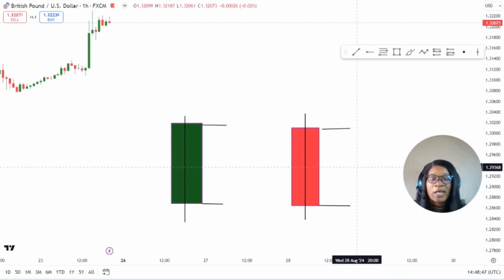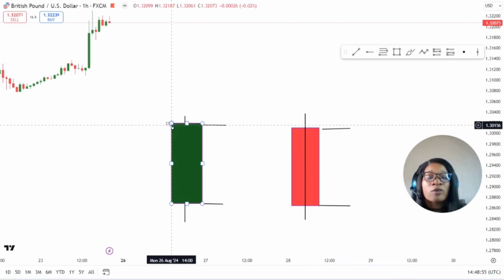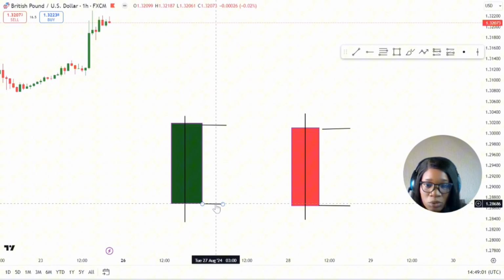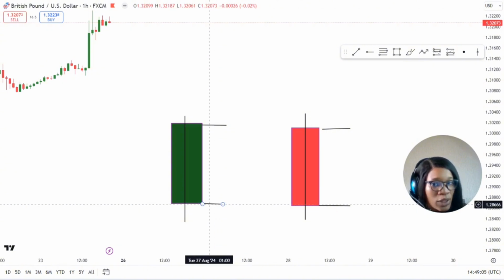Now, don't get confused about the four price points. For a bullish candle, it's only telling you that price started from somewhere here, which is 1.28. I'm just looking at the right hand corner of my screen. So price started at 1.28672.